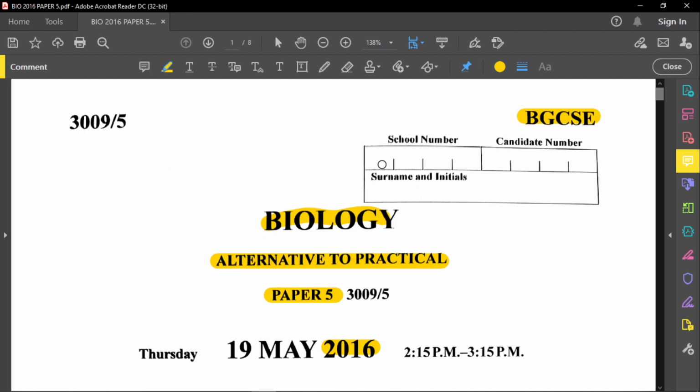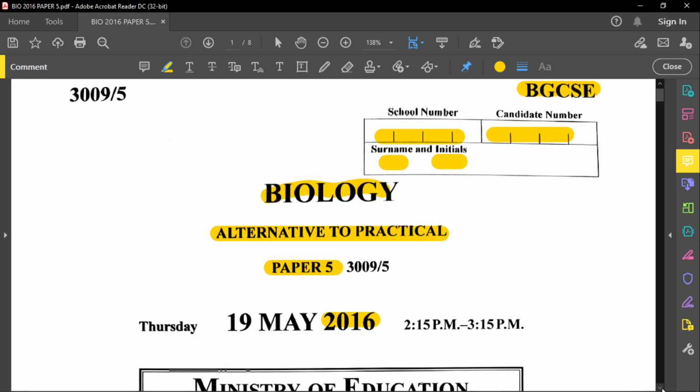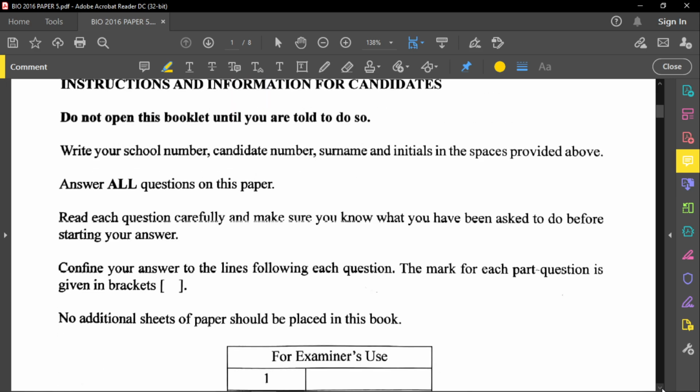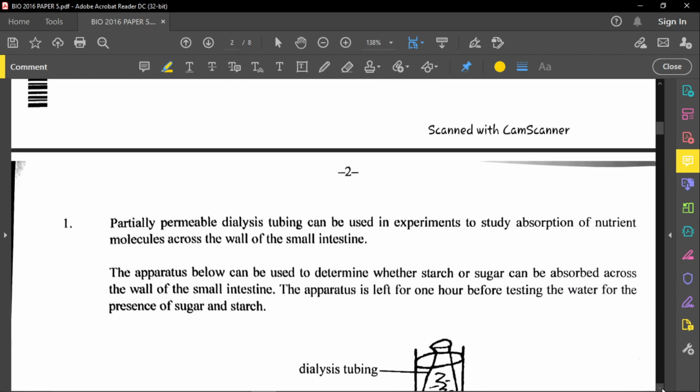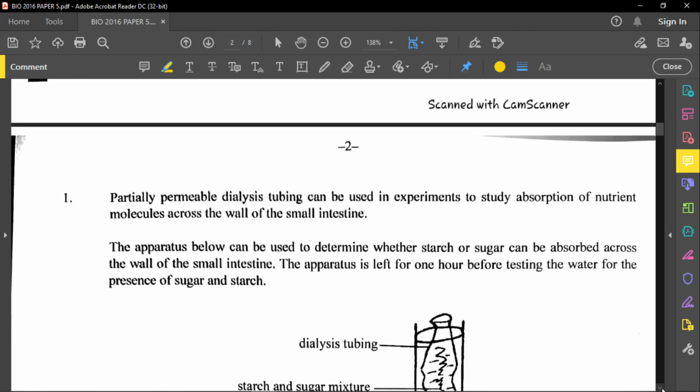Again, like all papers, please remember to write your school number, your candidate number, your surname, and your initials. Very important to do so. Also, read through the instructions carefully before you start the examination, and you need to follow all the directives given by the examiner. Now, let's go into our first question.